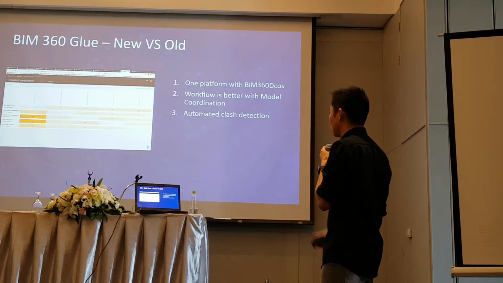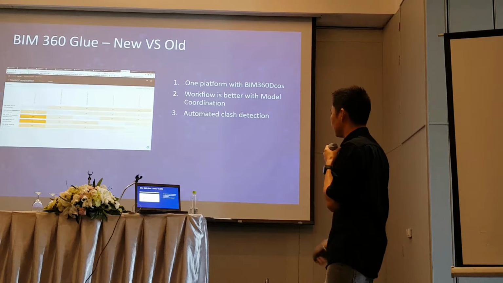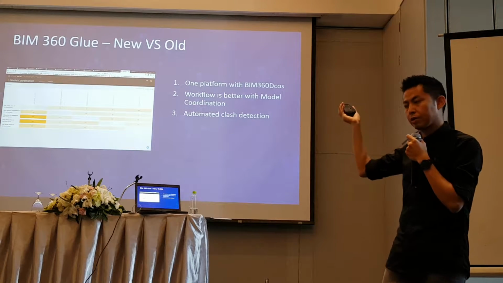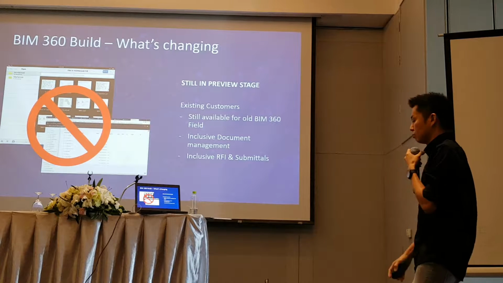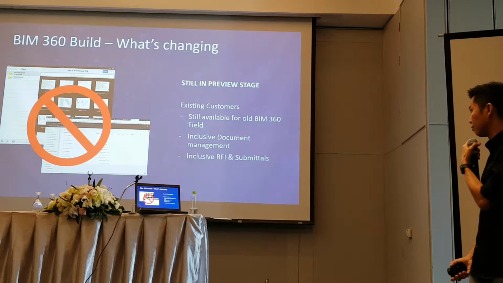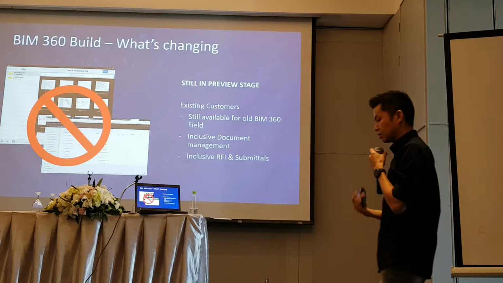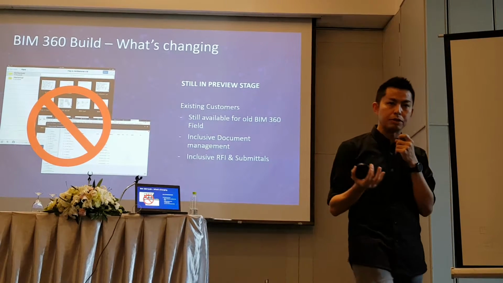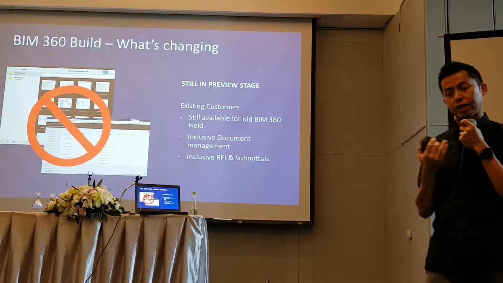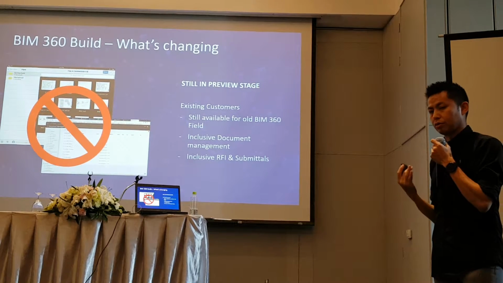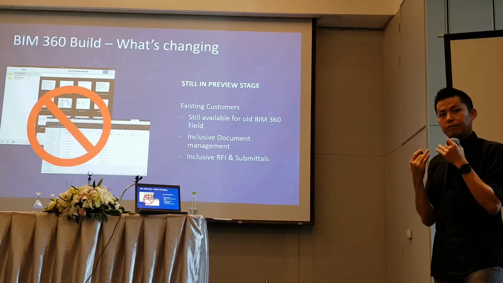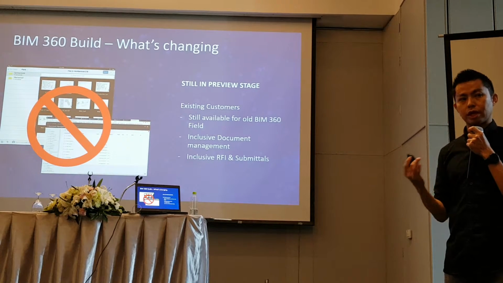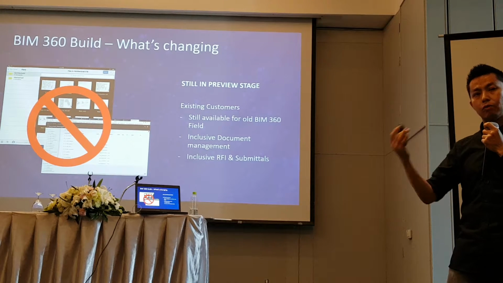Now, Glue versus old. I already mentioned this. Clash detection is automated now. It's no more manual. Build: last time we called it BIM 360 Field. Existing customers can access the classic Field or the new view, they have the choice. But one thing you need to know, for each project they can only choose whether to use classic or the new. They cannot use both concurrently in one project.